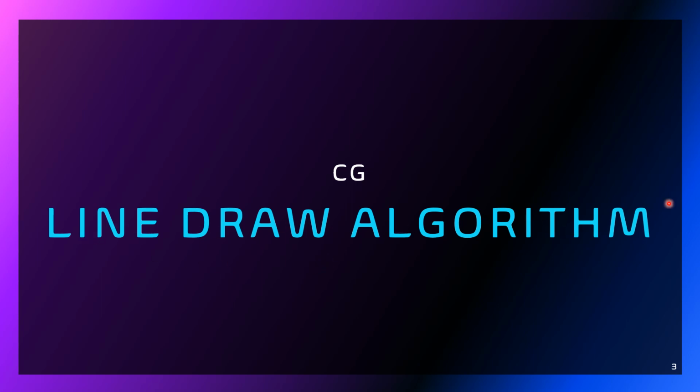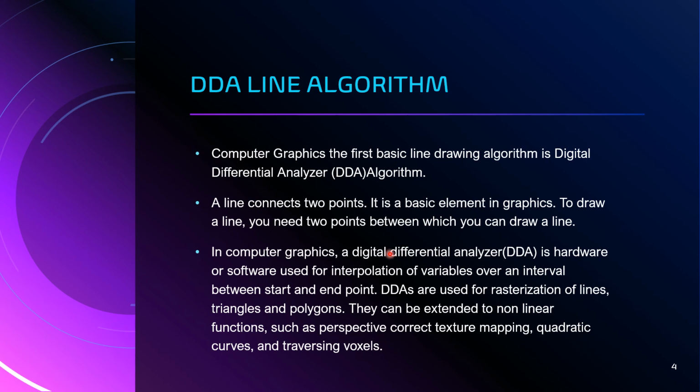Here, we are explaining the DDA line algorithm. In computer graphics, the first line drawing algorithm is the DDA algorithm. In the line concept, a line is connected with 2 points. It is a basic element in graphics. To draw a line, you need 2 points between the drawing of the line.